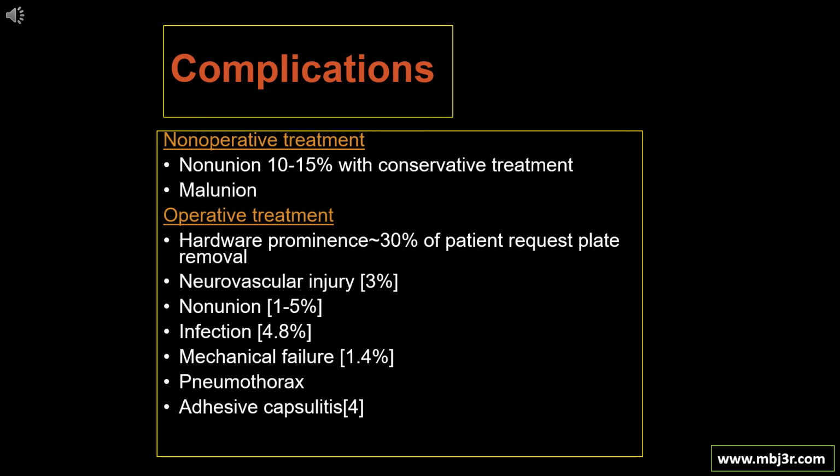Complications of non-operative treatment are non-union. It is almost 10 to 15% of the conservative treatment. In that, the majority will be asymptomatic. Malunion. Complications of operative treatment: hardware prominence is seen in 30% of patients, which will require implant removal. Neurovascular injury 3%, non-union 1 to 5%, infection 4.8%, mechanical failure 1.4%, pneumothorax, adhesive capsulitis 4%. That means almost 40% of patients treated by operative treatment will have complications.